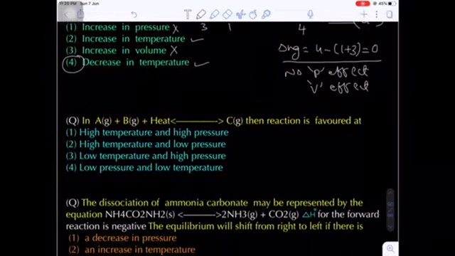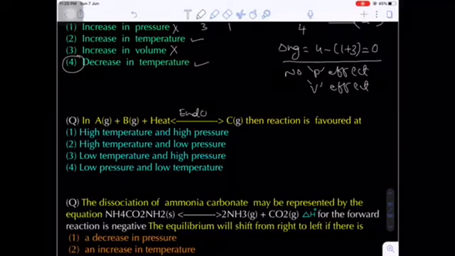Okay. Next, one more question. A plus B plus heat energy gives C. The reaction is favorable by what? In this reaction, heat energy is being absorbed. Heat energy absorbing means high temperature. We have high temperature in the first option and in the second option. Two options we have. Now come to the pressure effect. The system has to move to the right side.